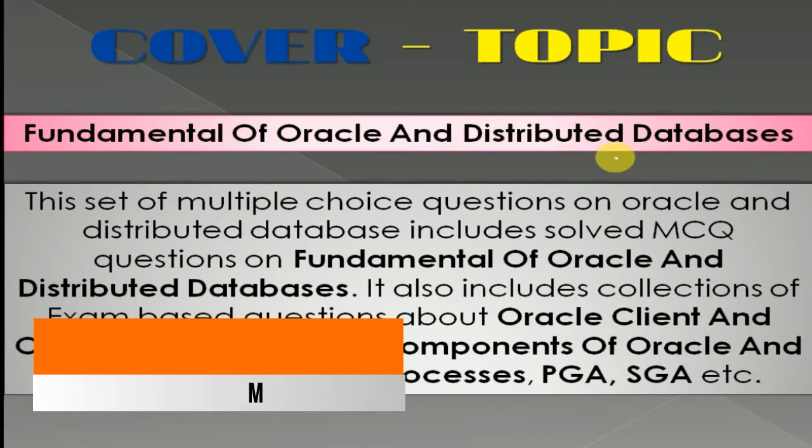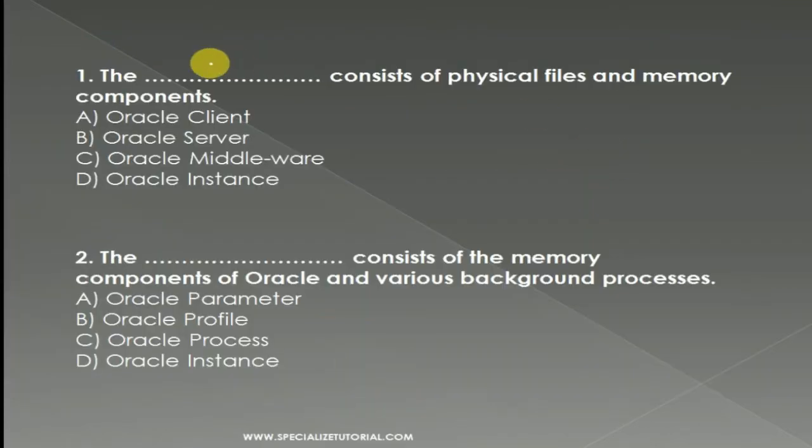So let's start, aspirants. Question number 1 is, the dash consists of physical files and memory components. Options are A, Oracle client, B, Oracle server, C, Oracle middleware, D, Oracle instance. So obviously Oracle server is the right answer.